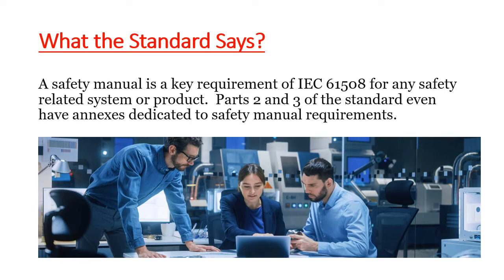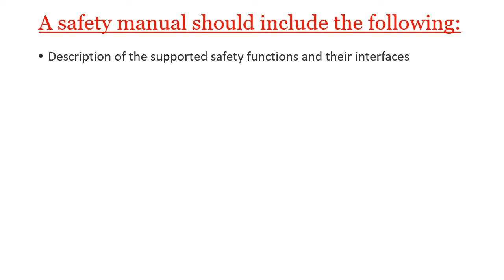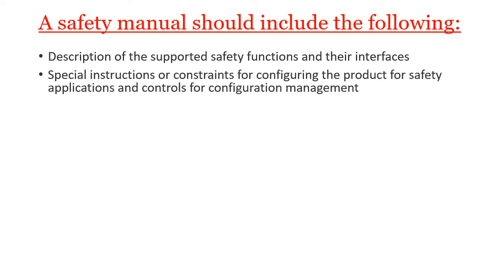So what does the standard say? The safety manual is a key requirement as per IEC 61508, and there is Part 2 and Part 3 which have an annex dedicated to the safety manual requirements. So what all things should the safety manual include? The description of the supported safety function and their interfaces, special instruction or constraints for configuring the product for safety application, and controls for configuration management.